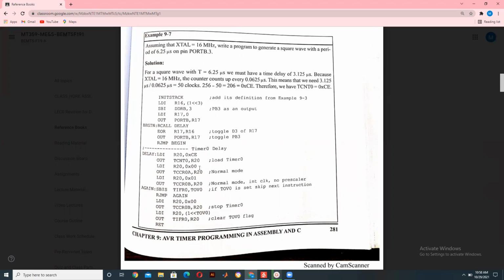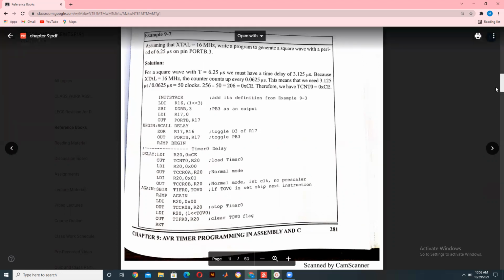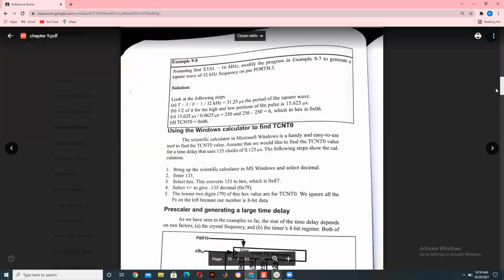We would be recalling all of this the same as we did before, but for the next thing, instead of it, we would declare R20 equal to 0xCE, and then TCNT0 gets R20. We would be loading timer 0, making it normal mode, and normalizing it with the same connections as in the program given below.